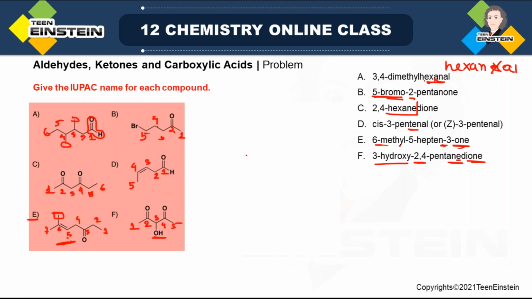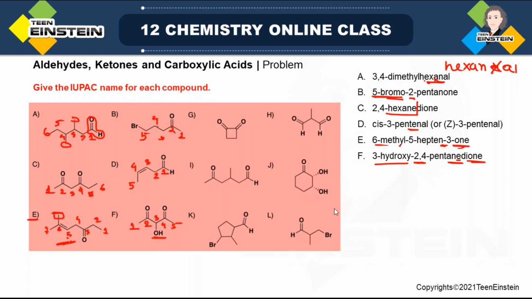Some more structures. Cyclobutane ring, and at 1 and 2 position, there are 2 keto groups. So when it is a ring system, then you have to write cyclobutane. But before that, you have to write the numbers also. 1,2 cyclobutane, then dione.